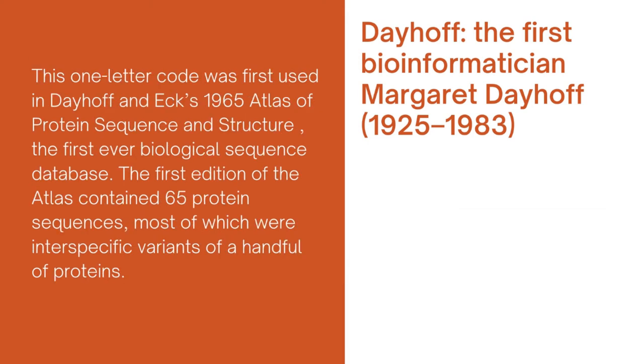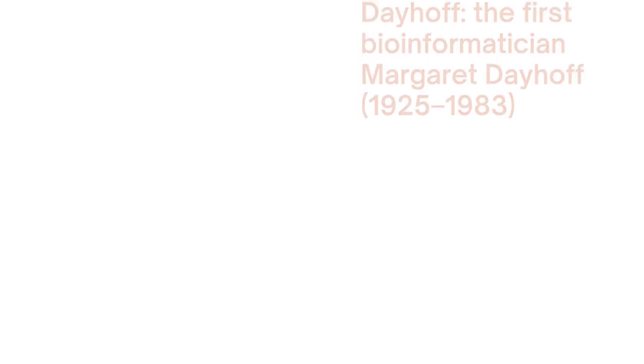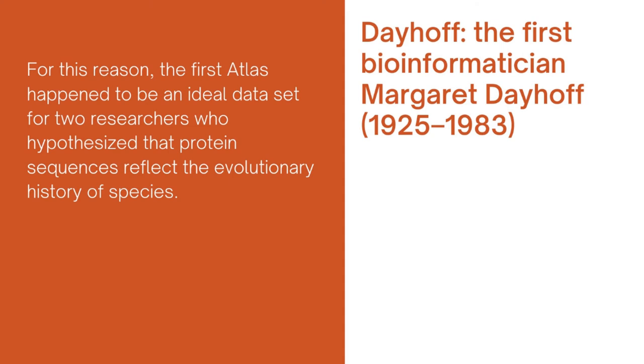This one-letter code was first used in Dayhoff's 1965 Atlas of Protein Sequence and Structure, the first ever biological sequence database. The first edition of the Atlas contained 65 protein sequences, most of which were interspecific variants of a handful of proteins. For this reason, the first atlas happened to be an ideal data set for two researchers who hypothesized that protein sequences reflect the evolutionary history of species.